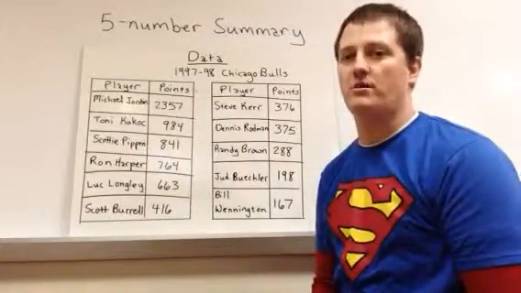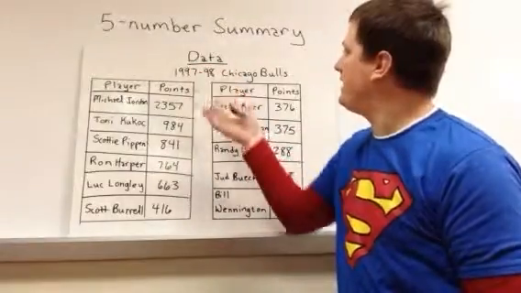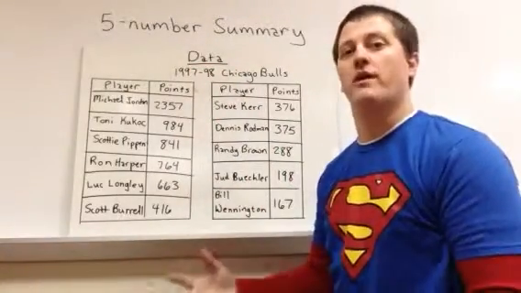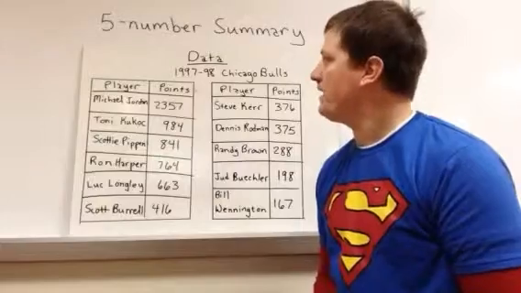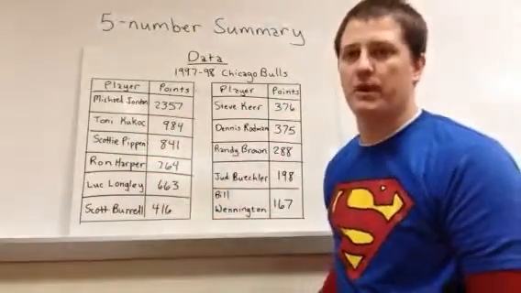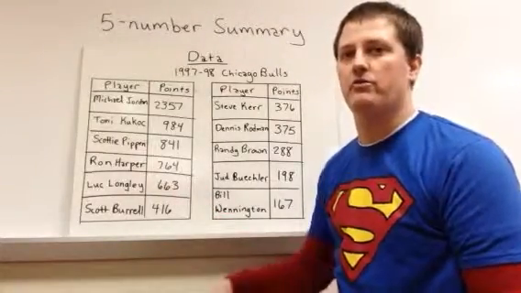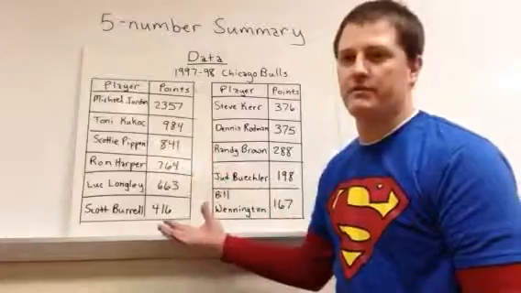We first need to start with data. So, what I've chosen is the 1997-98 Chicago Bulls, one of the greatest basketball teams of all time. And we have our players and how many points each player scored. So please write this down, and we will be using it to find a 5-number summary for this data.